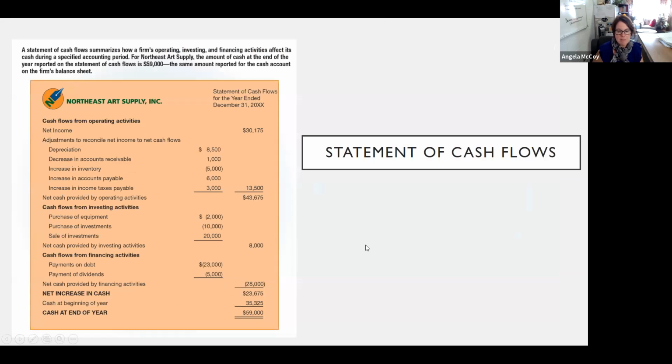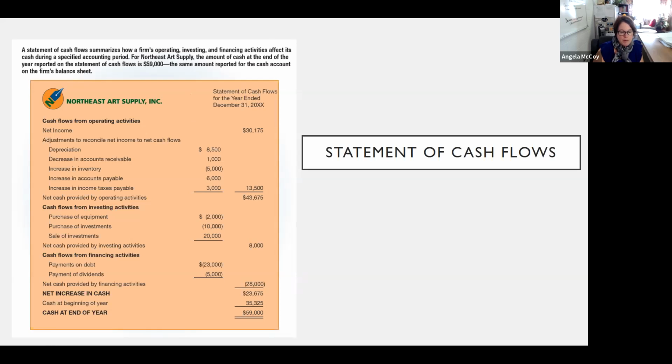Next, we're going to look at the statement of cash flows. This illustrates how the operating, investing, and financing activities of a company affect cash during an accounting period. The statement of cash flows focuses on how much cash is on hand to pay the firm's bills. A statement of cash flows for Northeast Art Supply is illustrated in this graphic right here. The cash flow statement is organized around three different types of activities. You have operating, investing, and financing.